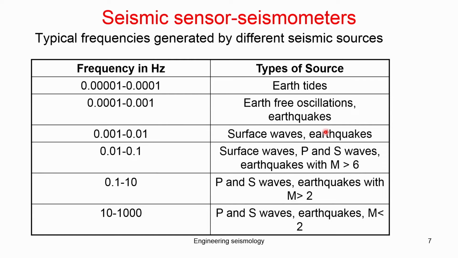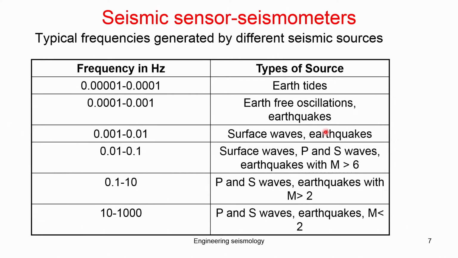You can see that the earth tide vibrates at 10 to the power of -5 to 10 to the power of -4. The earth free oscillation earthquakes are 10 to the power of -4 to 10 to the power of -3, and then surface wave earthquakes are 10 to the power of -3 to 10 to the power of 2.